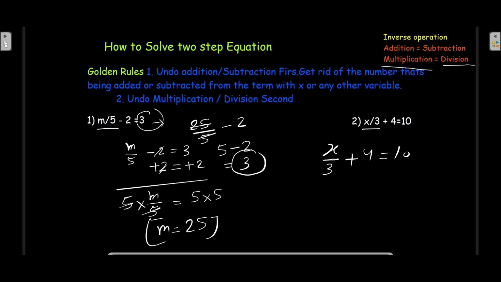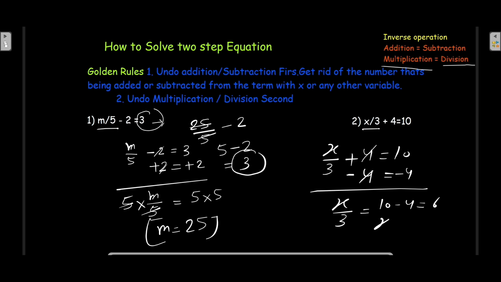So what do we have to do? We have to undo this 4 first. Because it is a positive value, we have to subtract 4 from here and from here also, because always remember that what we do to one side, we have to do the same to the other side of the equation. So 4 and 4 will be cancelled out. So x over 3 is equal to 10 minus 4, which is equal to 6.